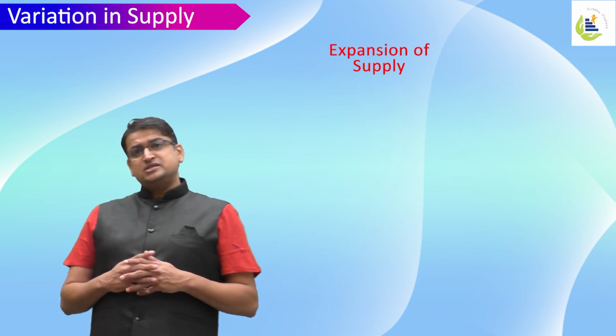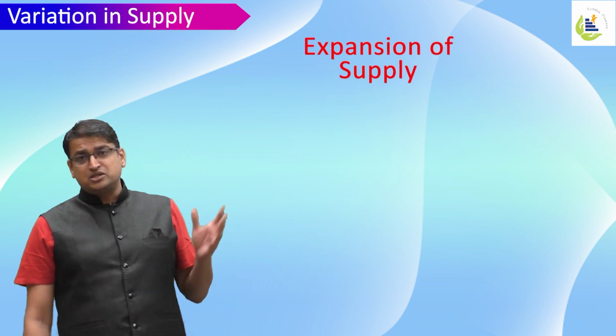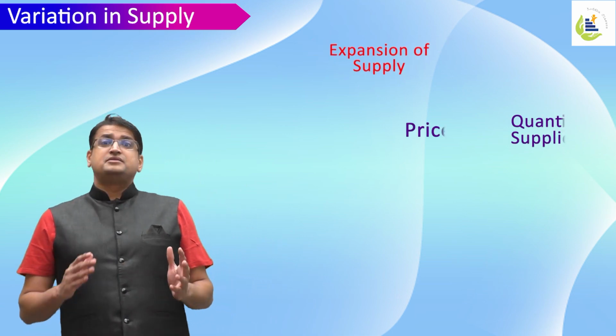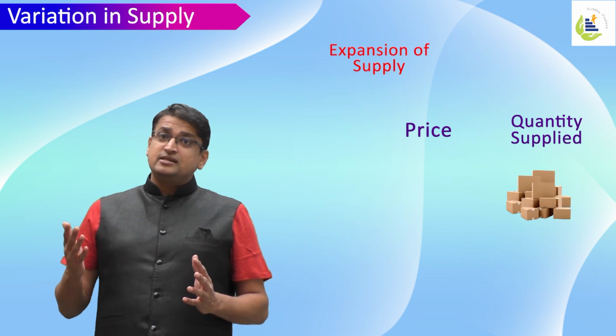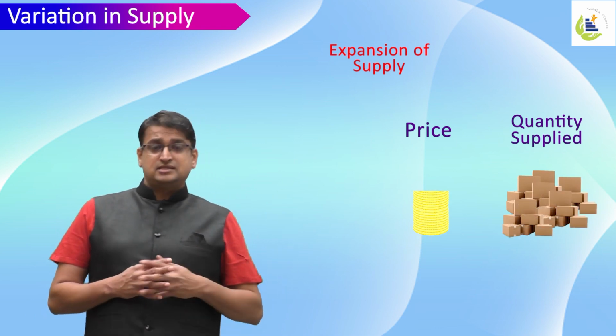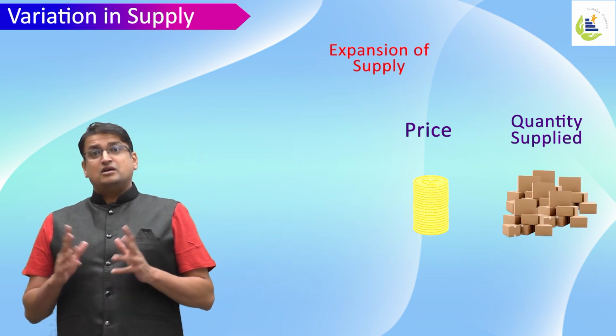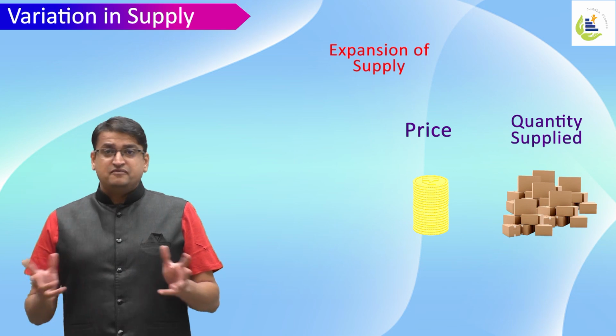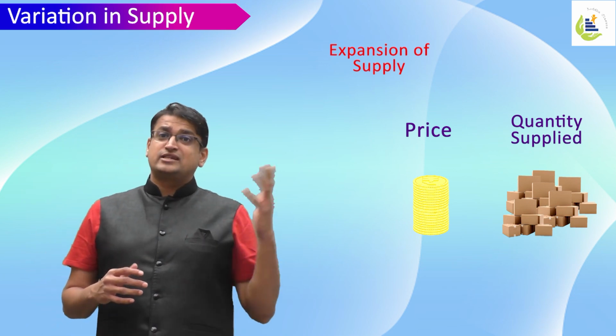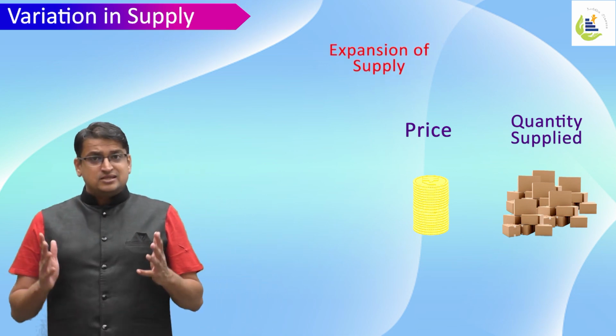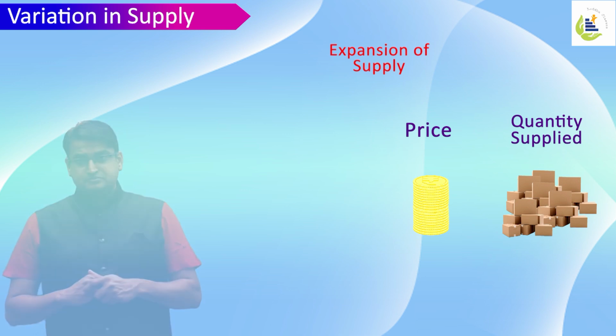Let's see what happens in case of extension or expansion of supply. When there is an increase in the quantity supplied due to an increase in prices, and other factors remain the same, then we see that there is an increase or extension in supply. You can see this in the graph also.